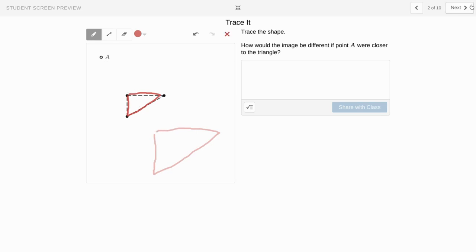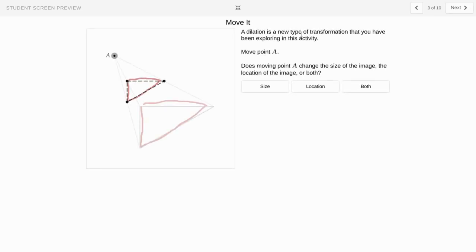Okay, let me go back to this next one. It says a dilation is a new type of transformation. So we have this dilation, and look, as I get further away from my shape with A, the other shape down here gets further away. So this middle shape isn't changing anywhere. But if I get closer, then that other drawn picture gets closer.